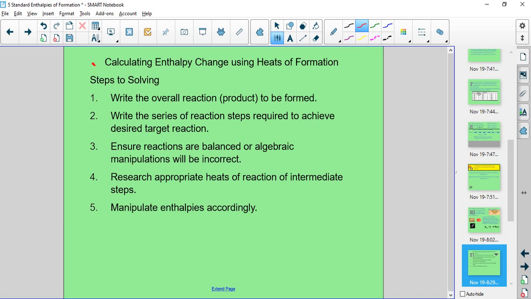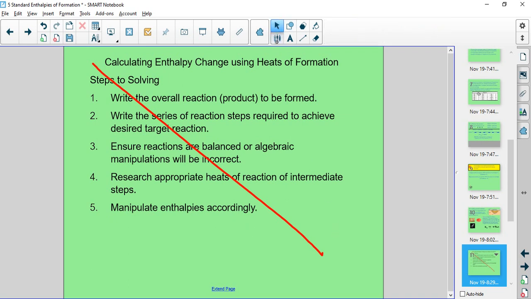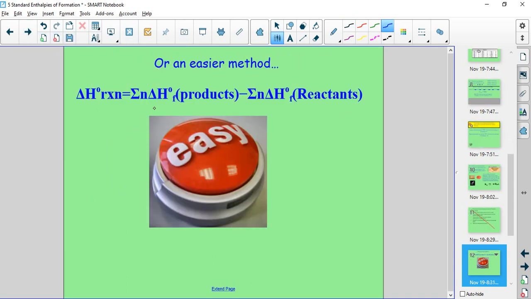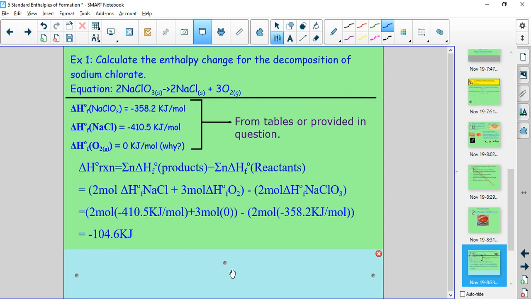We don't have to do this, of course, in a question. If you're asked to, you certainly will. But I just wanted to point out that there is a better method, and this is it. An easier method is certainly this, right? So let's move on to our first example.